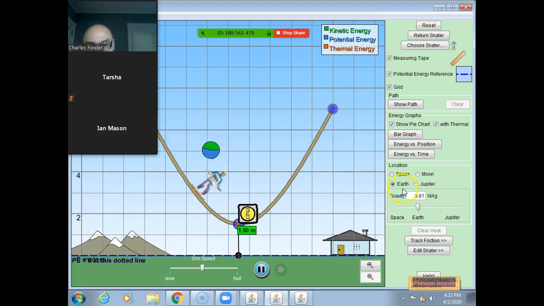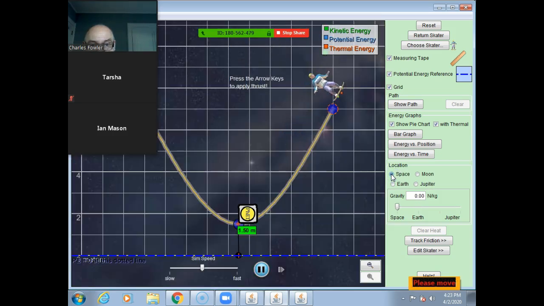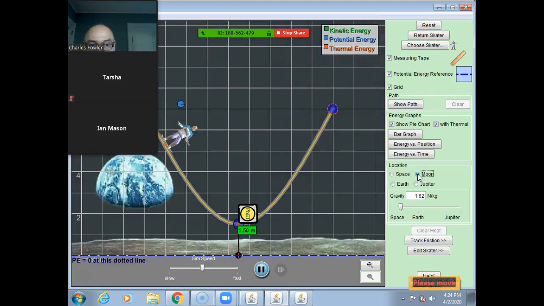Now, I'll just show you what happens. If you go to space, he doesn't ever come back. Okay? So what you have to do is return the skater. Come on back, skater. Okay. No gravity there. The moon is 1.62 newtons per kilogram, or meters per second squared.